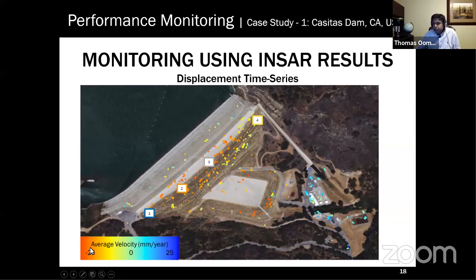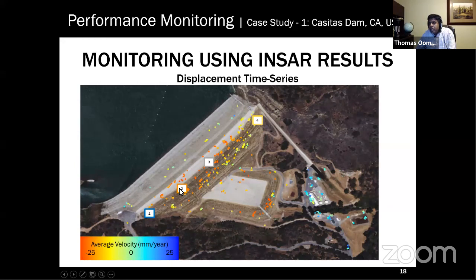Red is negative, blue is positive. Again, positive is uplift, negative is downward movement. And you can see that there are some areas that are showing some downward movement, some areas that are showing upward motion. We plotted a time series of these displacements at four locations.